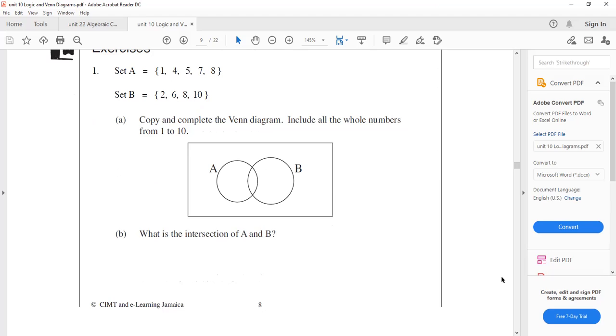Well, I guess it shouldn't be anything much, right? I guess we can do it together. The intersection will be 8. So we'll have 8 here in the middle. And then for set A, you have 1, 4, 5, and 7. And then set B, 2, 6, and 10. And we already know that 8 is in the middle, so 8 counts for both of them. So we don't have any problem.